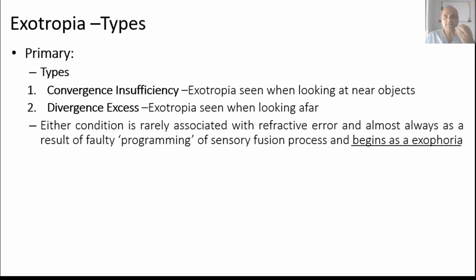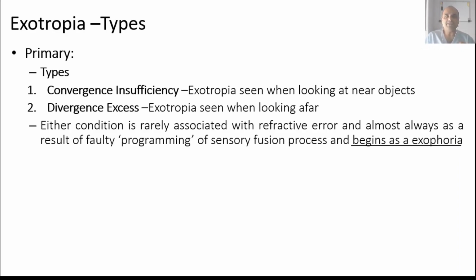The thing about exotropia that distinguishes itself from esotropia, specifically accommodative esotropia, is association with refractive errors. None of the types of primary exotropia are associated with any form of refractive error, but that does not mean that a cycloplegic refraction is not done. It is still done, the protocol is still followed.